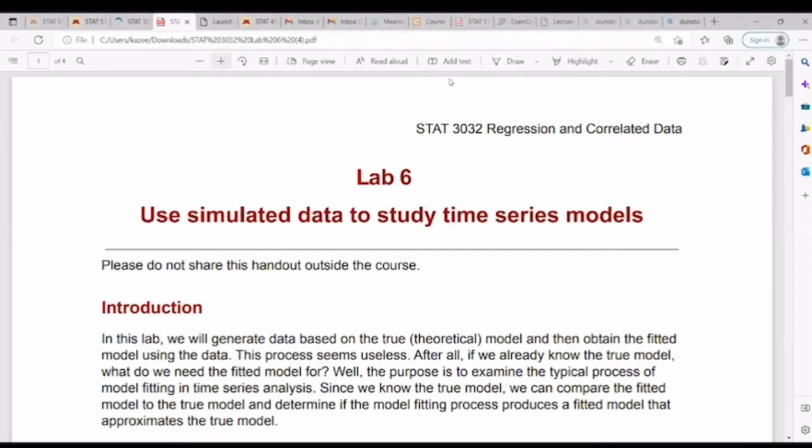I need everyone to confirm if you're seeing the lab material now. This is a lab session. Can you confirm if you're seeing the lab? Okay, thank you so much. Thank you for confirming that.